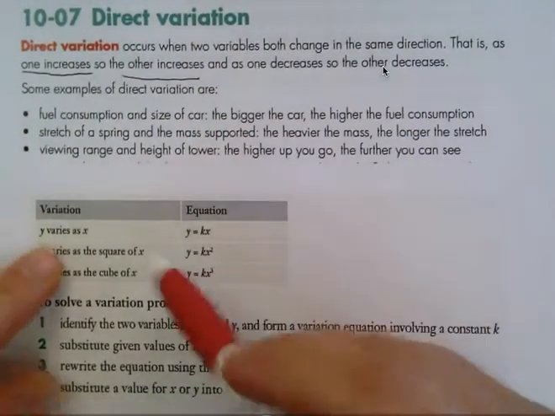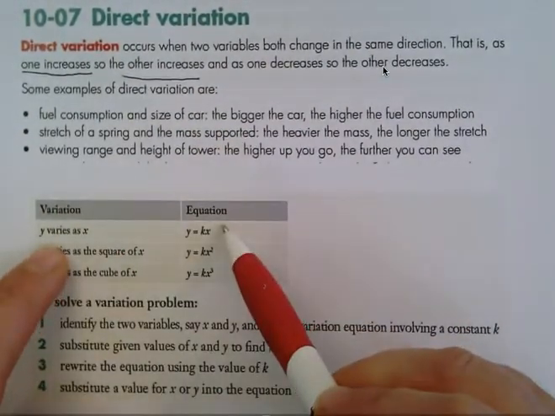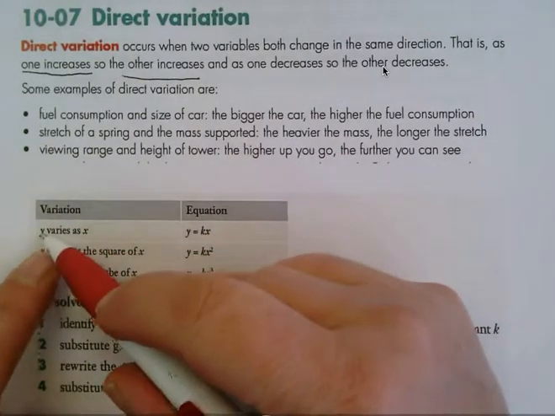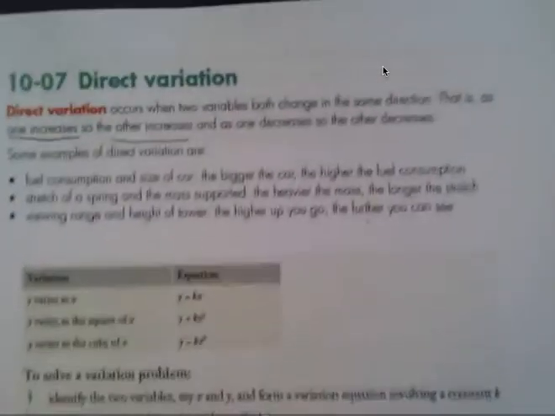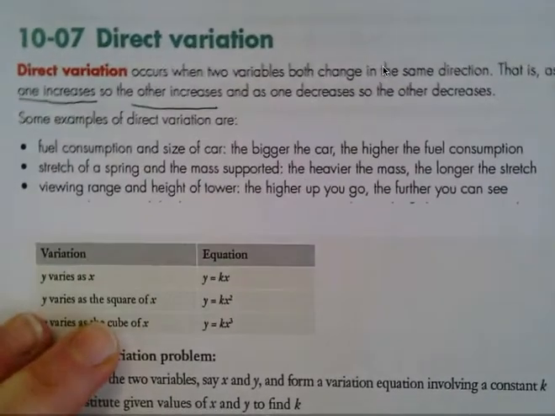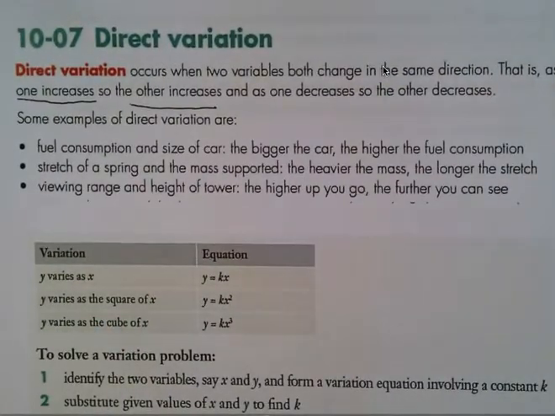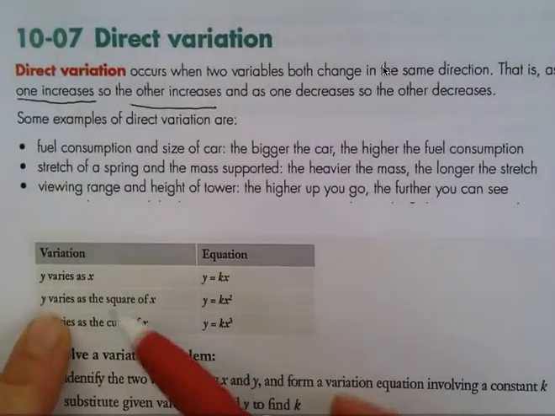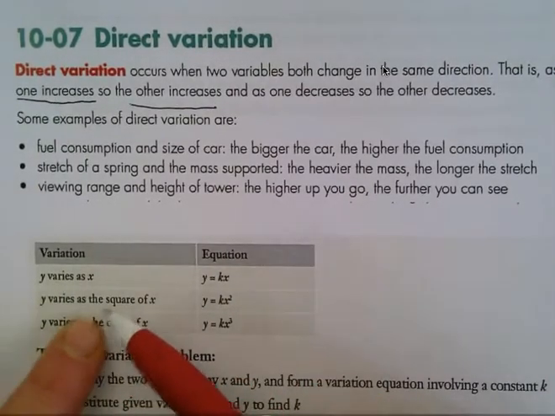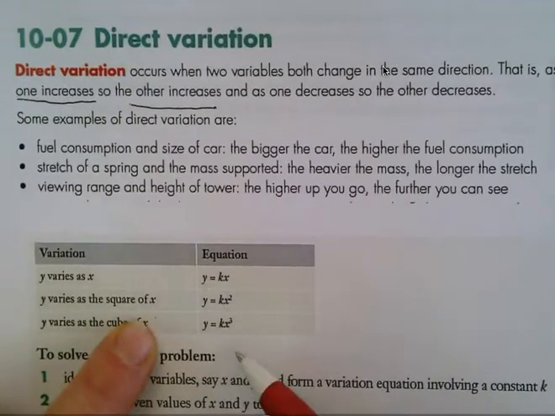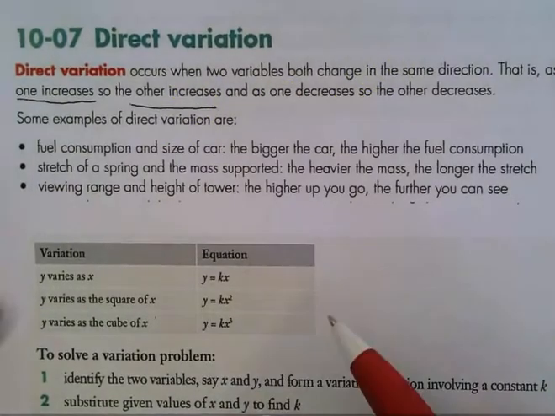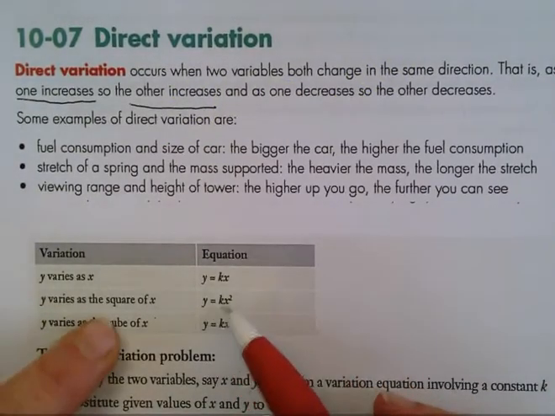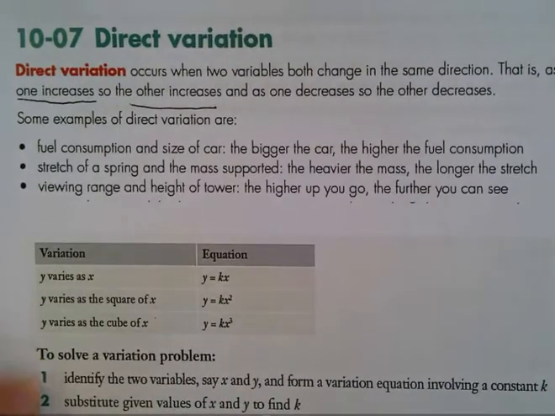Now, the type of variation that we looked at in the linear functions topic was y varies as x, and we wrote the equation y equals kx. Well, today, when you've got direct variation, it doesn't just have to be linear. You can have, for example, y varies as the square of x. So instead of writing y equals kx, we would write y equals kx squared, because the square of x is x squared.